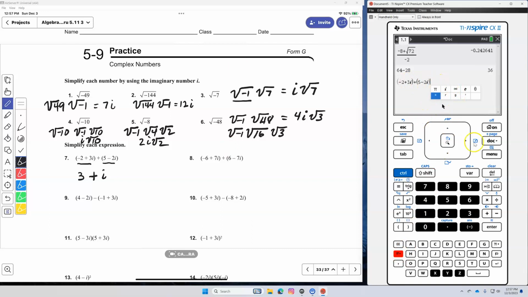So I've already typed it in for us. I'm going to go ahead and press enter. I'm going to go back and press enter. And there it is, 3 plus i. It does check.